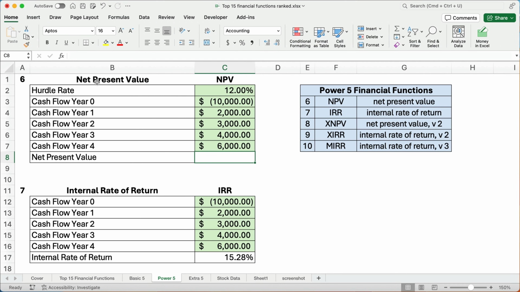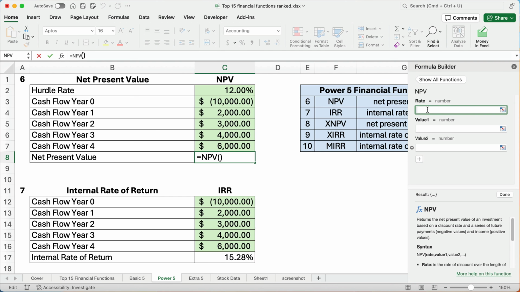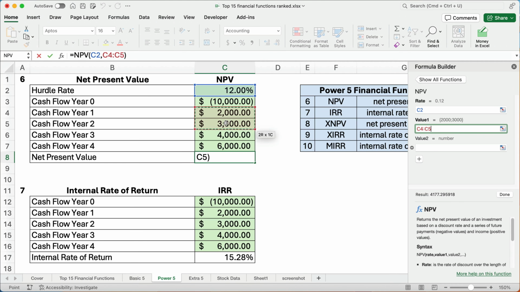Well, here's our formula. The formula is NPV. We need to know the rate, and we say the hurdle rate. In other words, we want to accept it only if it's greater than 12%. That's the minimum we'll accept. And then the values, I'm going to grab all the positive cash flow values, or the cash flows year 1 through 4, really. Some of them could be negative, but not the very first year. And so we'll hit done.